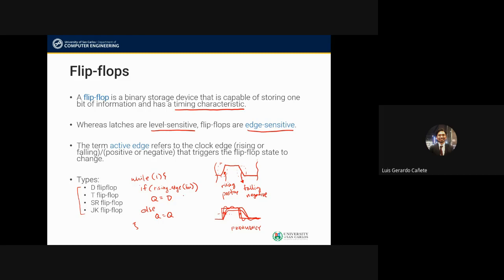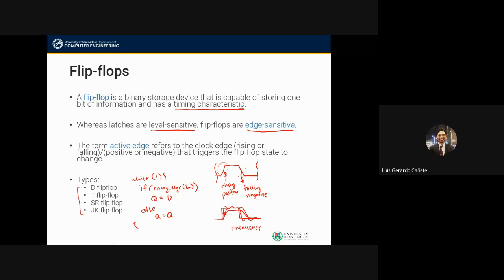Otherwise, if there is no rising edge, if the value maintains at 1, or if it is a falling edge, then this will never happen. This is not going to happen. The copying of the value of D into Q is only going to happen here when we have that transition. Okay, so this is what we want to do with our D flip-flop.